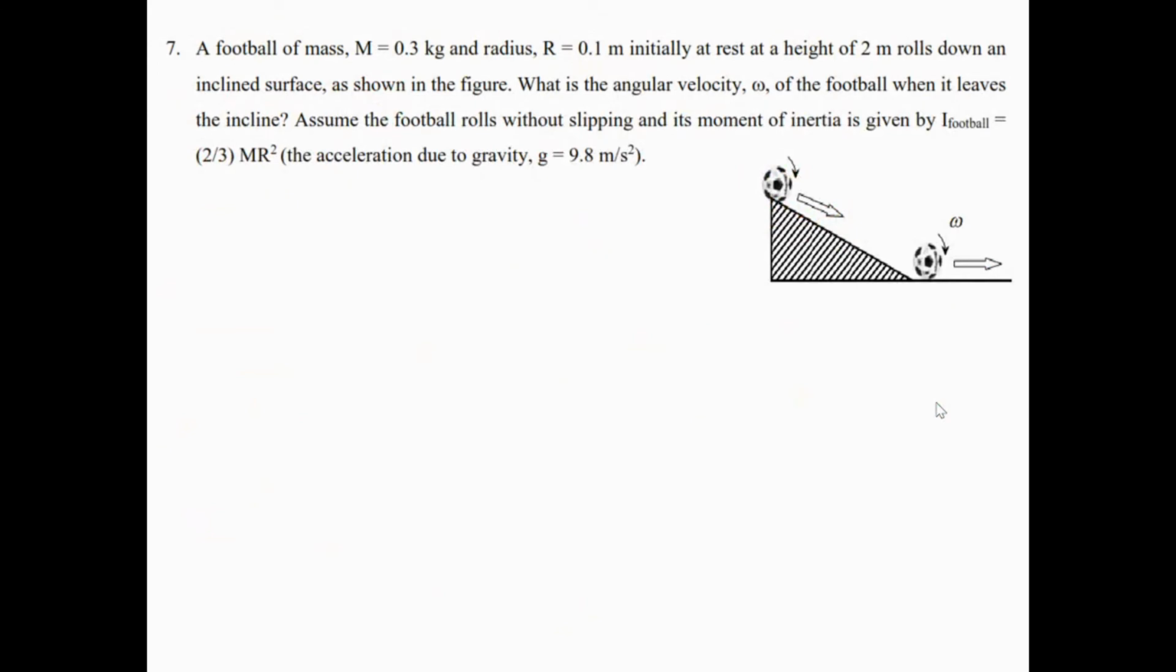Seventh question. A football of mass m equal to 0.3 kilogram, and it has a radius of 0.1 meter. So the mass of the football is 0.3 kilogram, and the radius is 0.1 meter, and it is initially at rest at a height of 2 meters. That means you have to see the diagram. At a 2-meter height, the ball is at rest initially.